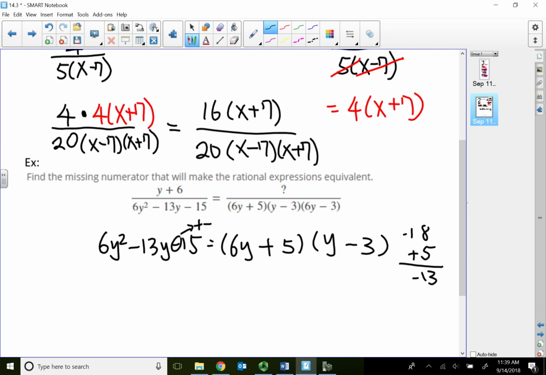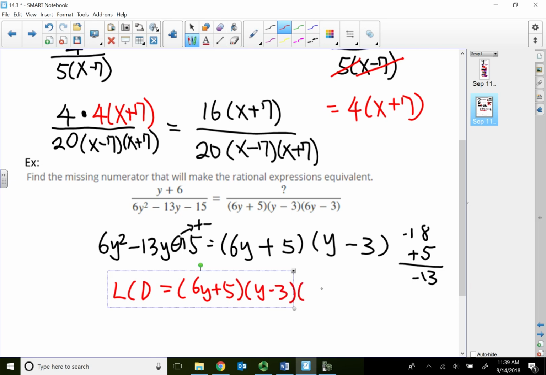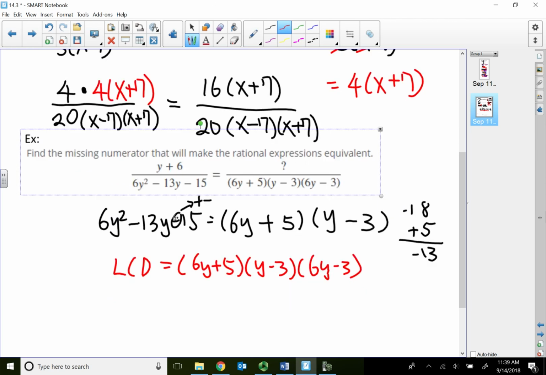This is positive. All right. So once my first denominator is factored out, it looks like this. Remember, I have an LCD right here, which is 6y plus 5 times y minus 3 times 6y minus 3, right? So that's my LCD. So basically, if you just look at them, my original denominator in factor form is up here. Will it go into the LCD how many times?